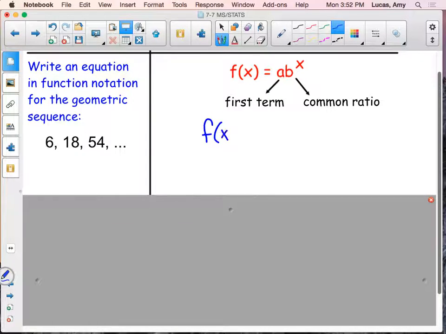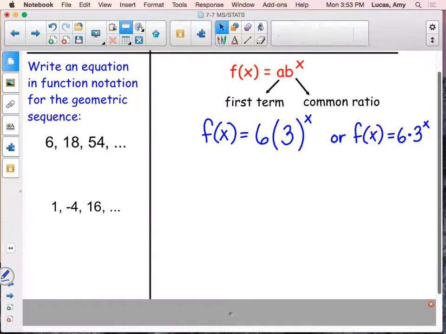So f of x equals 6 times, because the a and the b are right next to each other, that means they're multiplied, 6 times the common ratio to the power of x. So this sequence, I can tell 6 times 3 is 18, 18 times 3 is 54, so I can tell that my common ratio is 3. So the sequence would be written like this with parentheses, or you may see it written like this, 6 times 3 to the power of x. Either one of those would be the correct answer.